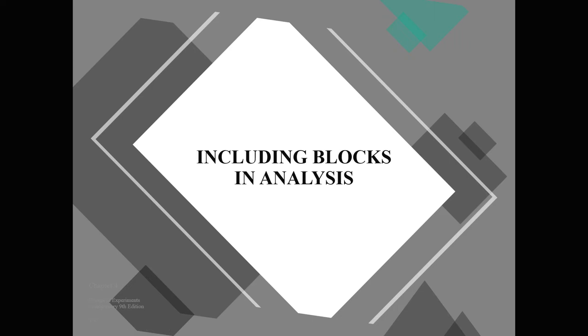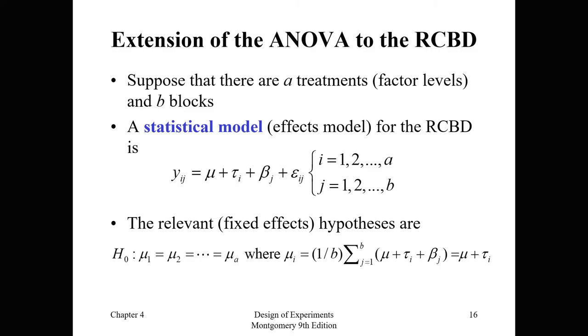In this video, we'll be extending the conversation on the randomized complete block design by demonstrating how we add a blocking factor to the one-way ANOVA that we've been previously doing. So if we have a treatments or factor levels, and again, sometimes you'll see this as capital I instead of a, with b blocks, the statistical model, and we tend to use the treatment effects model here for the randomized complete block design, is shown in this equation.